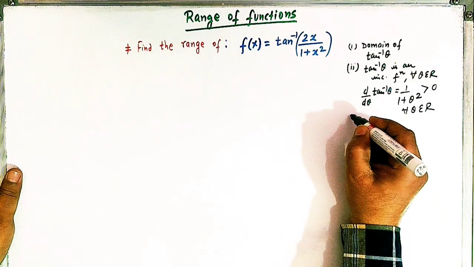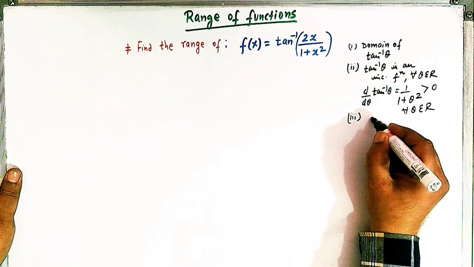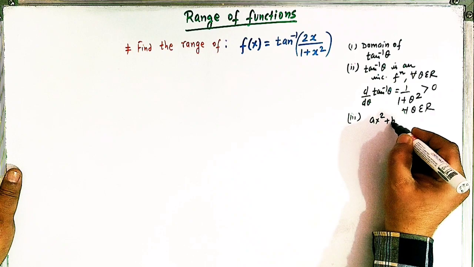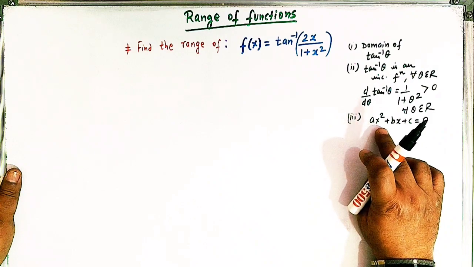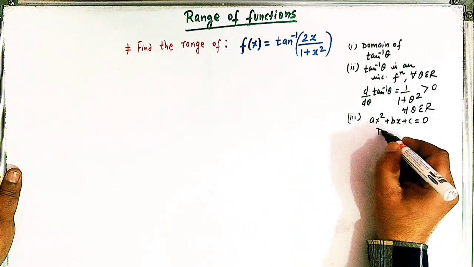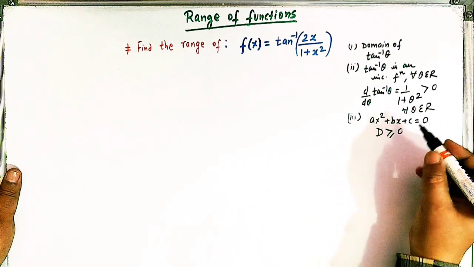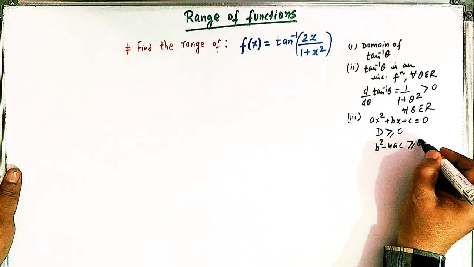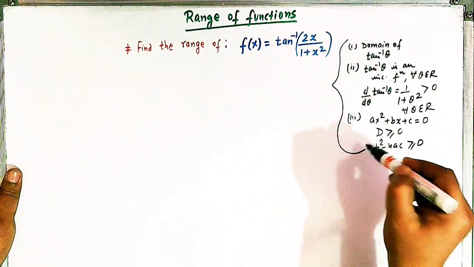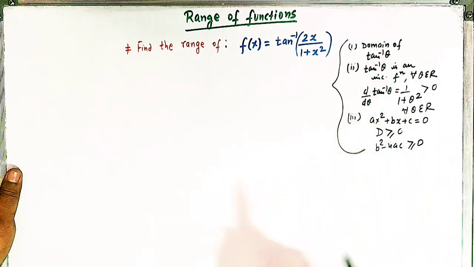And the third concept is the concept of discriminant, because if we have a quadratic equation, say ax square plus bx plus c equal to 0, then the roots of this equation are real if the discriminant is greater than or equal to 0, right? So the roots are real if b square minus 4ac is greater than or equal to 0. So to find the range of this function, we'll make use of these three important concepts, right? So let us start.